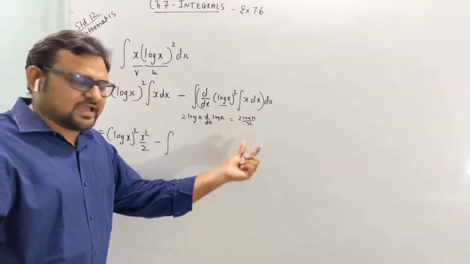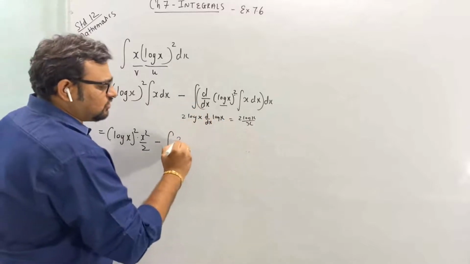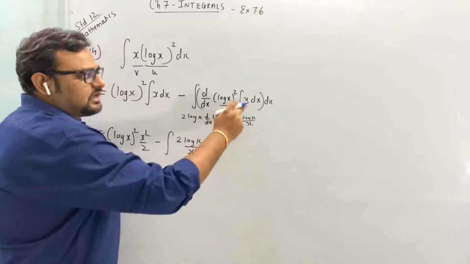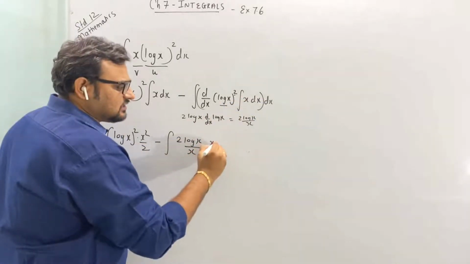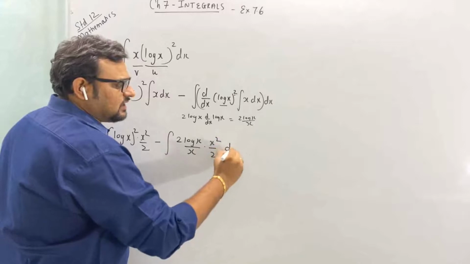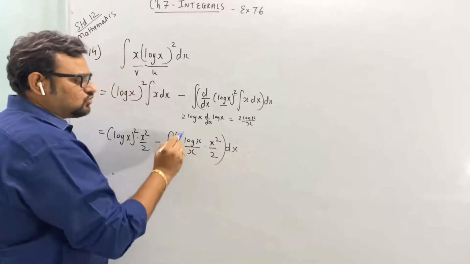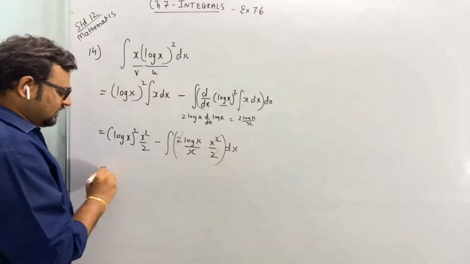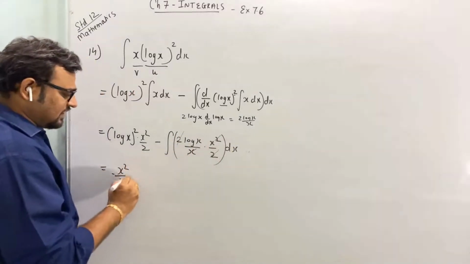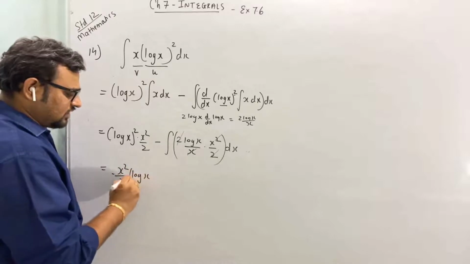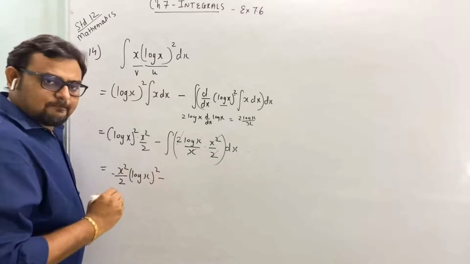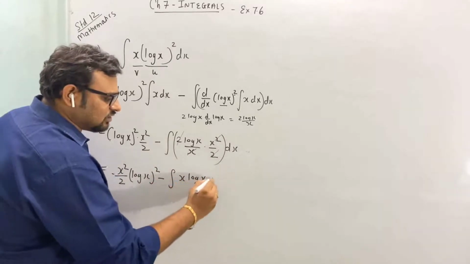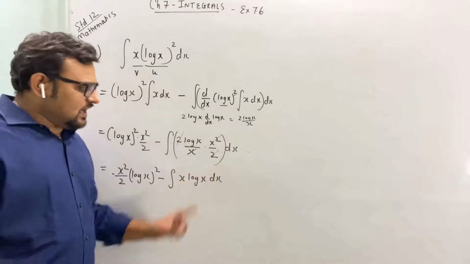Derivative of log x is 1 by x. So I am writing it here: 2 log x by x into integration of x dx, x square by 2 dx. So the 2s get cancelled and the x gets cancelled. So this will be equal to x square by 2 into log x whole square minus integration of x log x dx. Okay, I'm repeating this step.